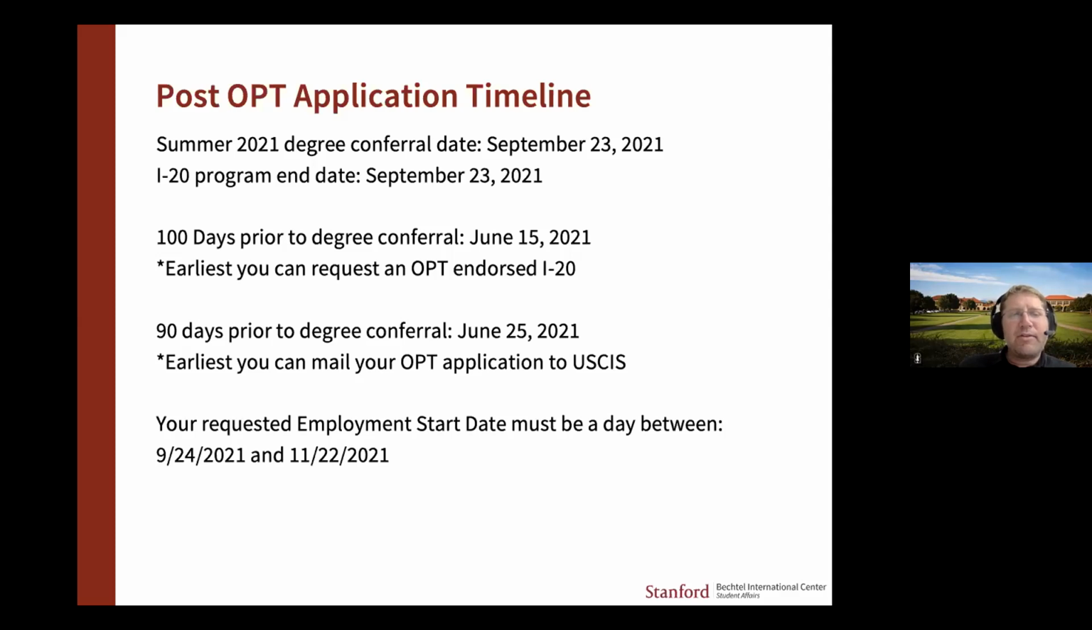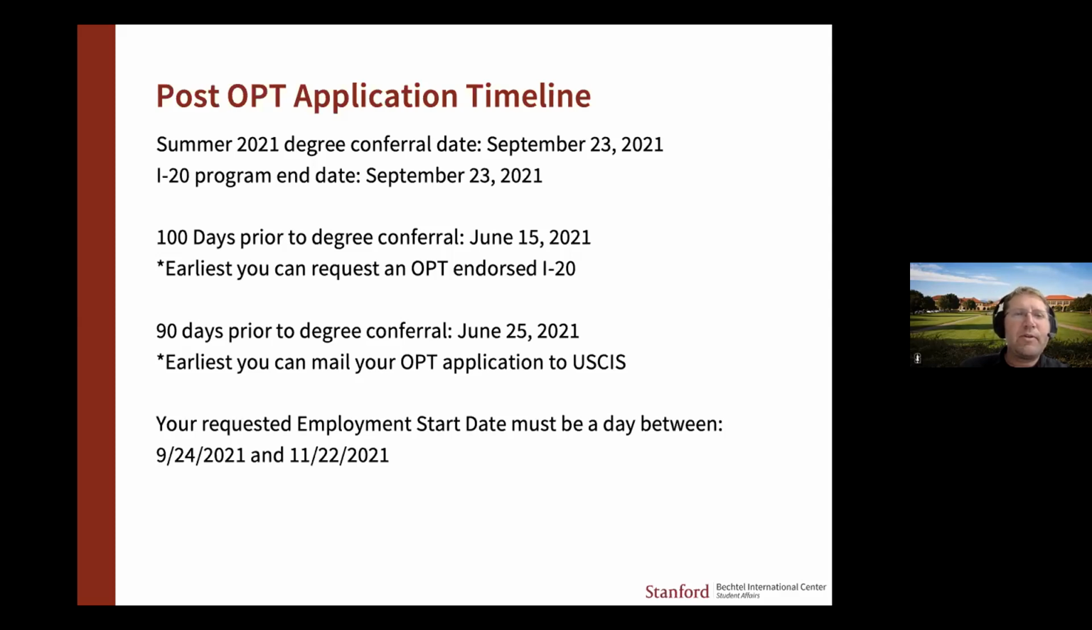Now, when you request your OPT endorsement in Bechtel Connect, you have to also request an employment start date. That date for you as summer graduates has to fall sometime between September 24th and November 22nd. So that is the 60-day grace period following the degree conferral date. So you will request a start date from between September 24th and November 22nd. What start date you choose to be your employment start date is dependent on you.